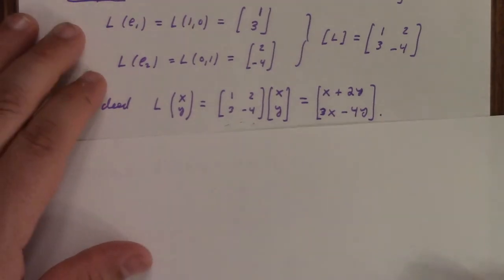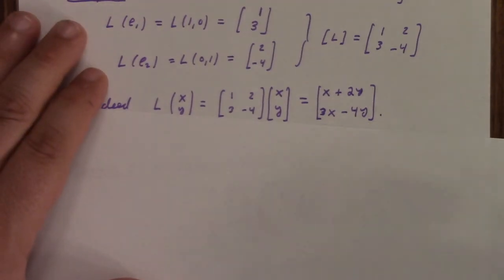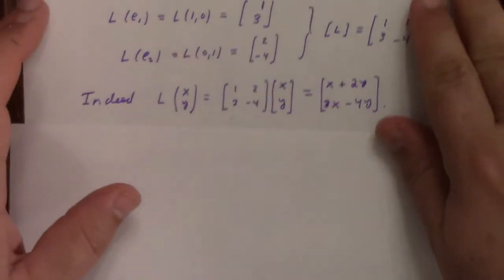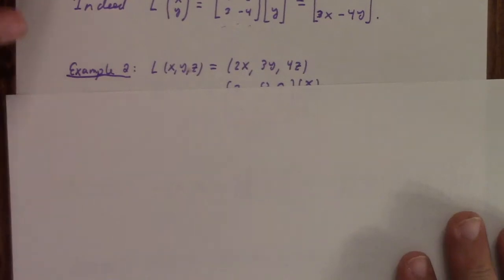And then there is proof positive that it works. If we take that matrix times (x, y), we get back the formula again. So it works.